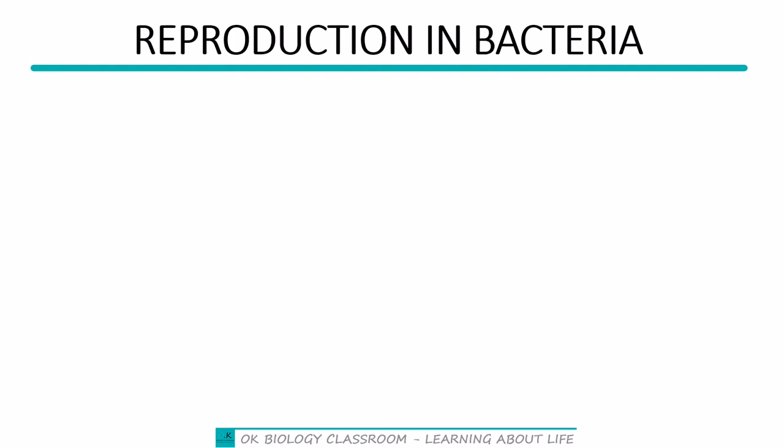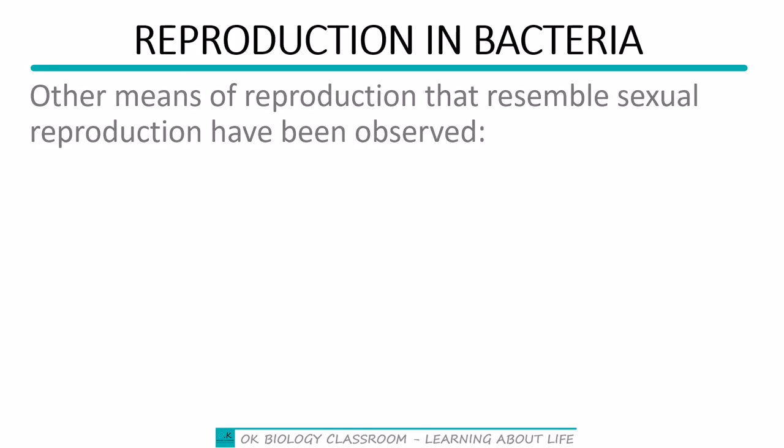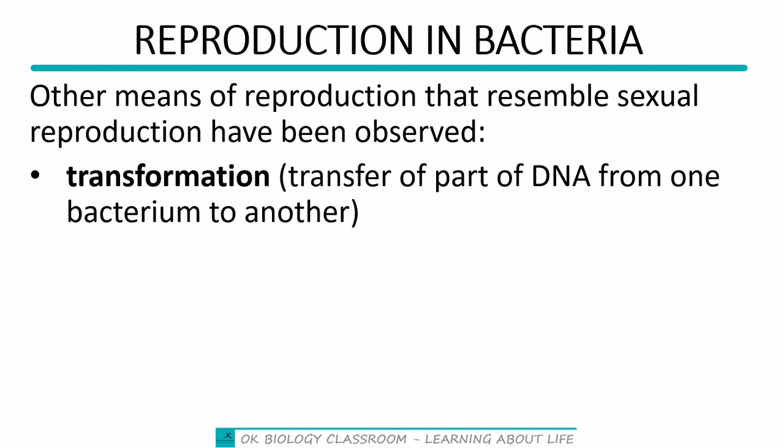Now let's look at other means of reproduction that resemble sexual reproduction, which have been observed in bacteria. One of them is transformation. For transformation, we mean that there is transfer of parts of DNA from one bacterium to another, normally picked from the environment. That is transformation. So if there is any portion of DNA from one bacterium found in the environment, another bacterium can just pick it up and it would be integrated into its DNA.